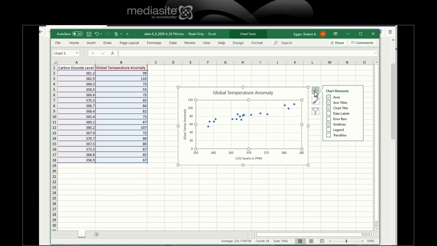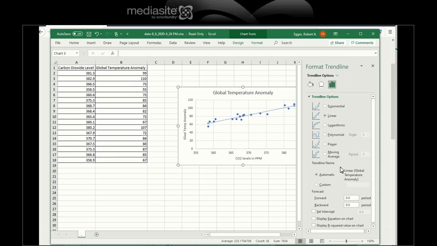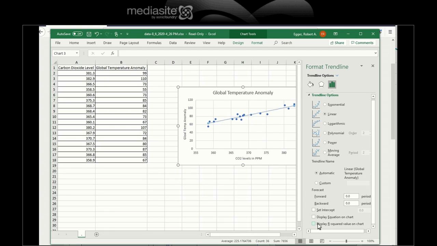So let's go back to here. Let's do a trend line. Okay. So now that just gave us the best fit regression line. Oops. And we go to more options. We can then say display the equation on the chart and the R squared value on the chart.